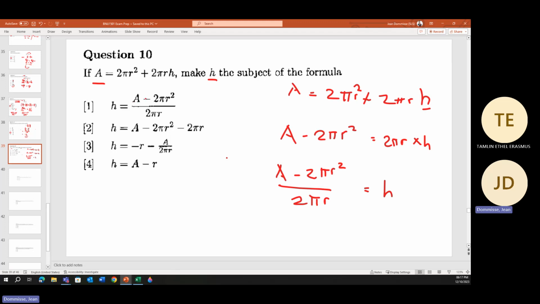Let's quickly check. Oh, okay, cool. Number 1 is the correct one. So that was actually nothing to do with areas, they just wanted us to rewrite the formula. So they can ask you any formula and ask you to rewrite it.